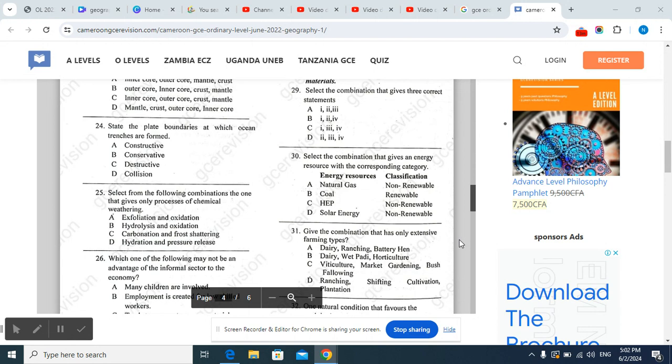Question 26. Which one of the following may not be an advantage of the informal sector to the economy? The answer is A.